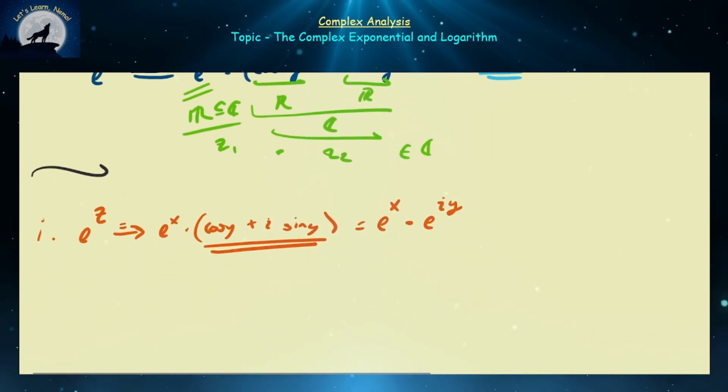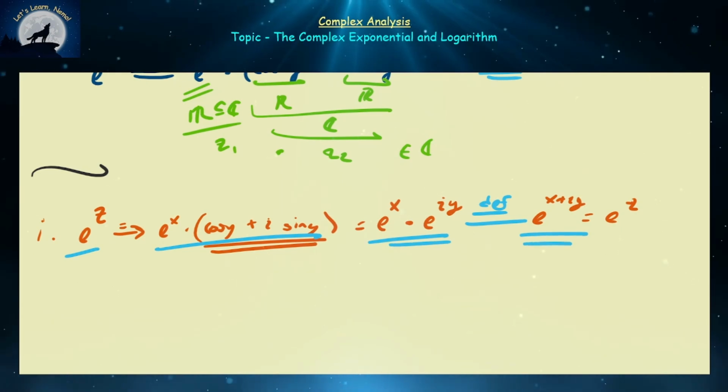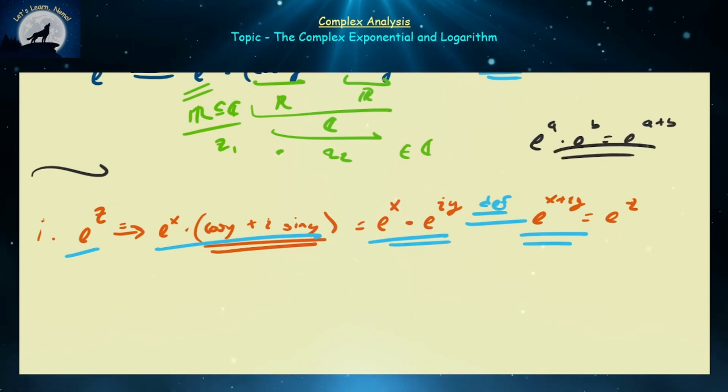So what is one of the properties that we would like exponential functions to have? Well, keep in mind e to the z is the same as writing e to the x plus iy. So we're going to define this function as this because in some sense we would like this decomposition to follow. Because remember, in the set of real numbers we have that e to the a times e to the b is equal to e to the a plus b. So we would like that identity to be preserved under this complex definition.